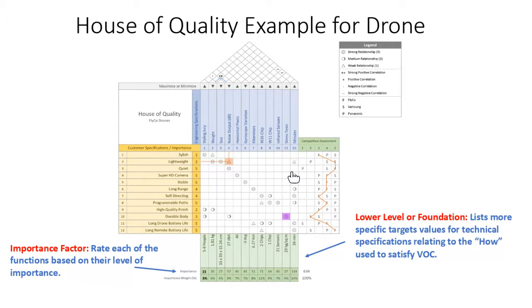Now let's go to the main body. The main body is very important. Let's take an example here, between the lightweight and the noise of the output. The relation has a triangle. What does the triangle mean here? We go to the legend box. The legend box says it is a weak relationship. The weight of that relationship is 1. You will use that when you come to the importance of that factor, as we did previously.